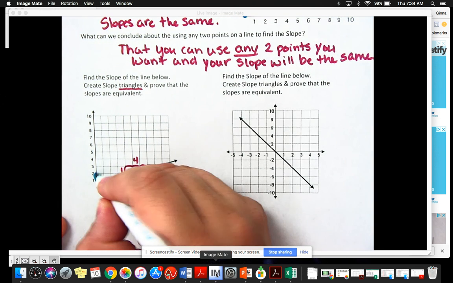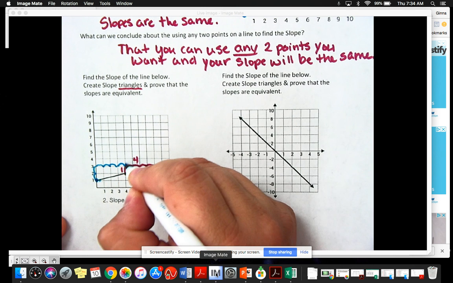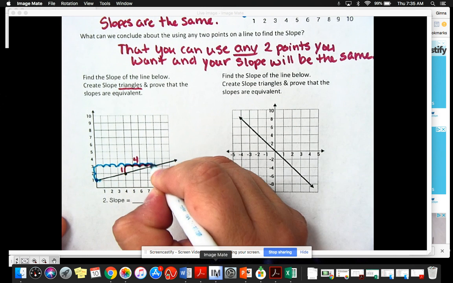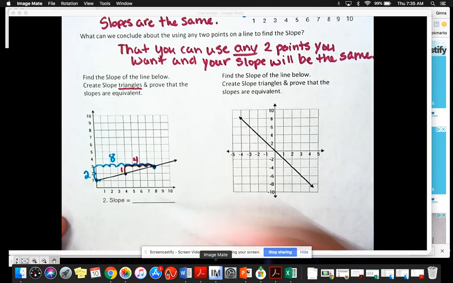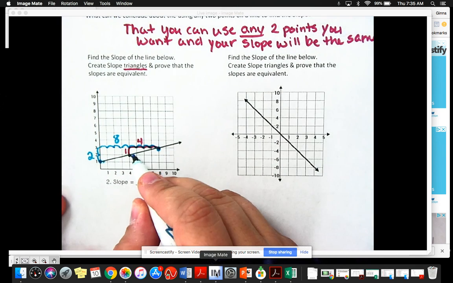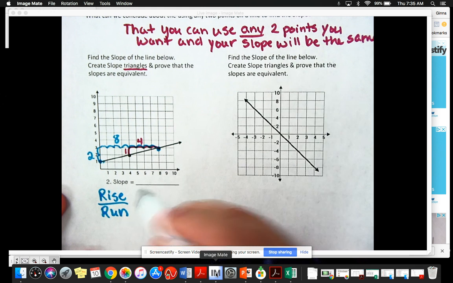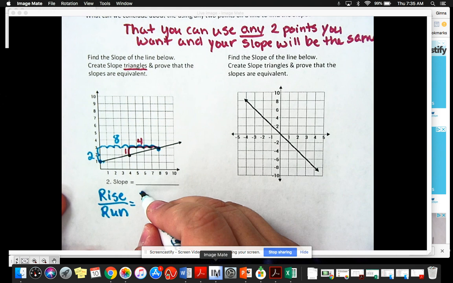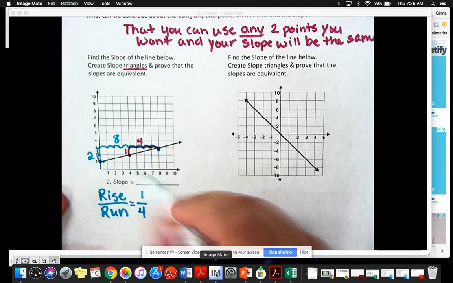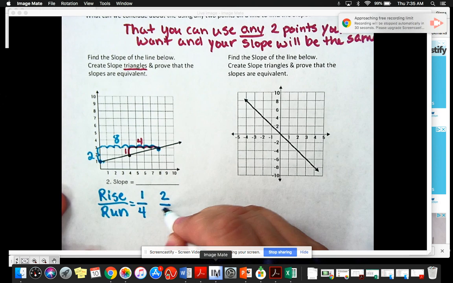So this one is 1, 2 with a 1, 2, 3, 4, 5, 6, 7, 8. So we went 2 over 8. Prove that the slopes are equivalent. So let's do the rise and run for the first one. I'm going to put rise over run. The rise of the red one was 1 and the run was 4. And on the second one, the rise was 2 and the run was 8.